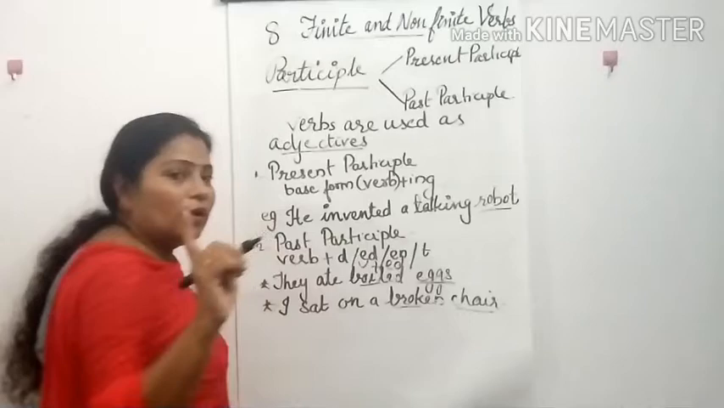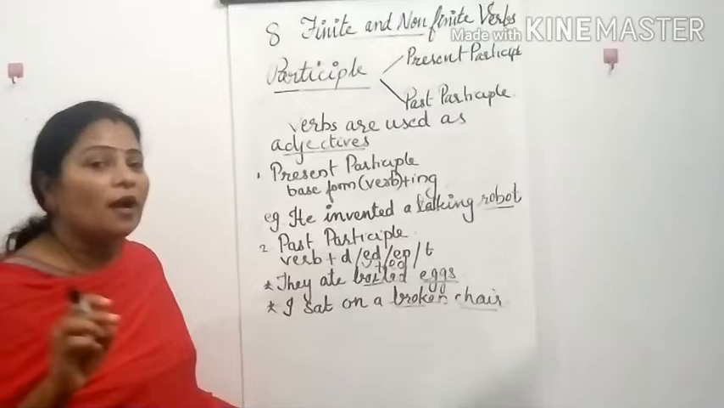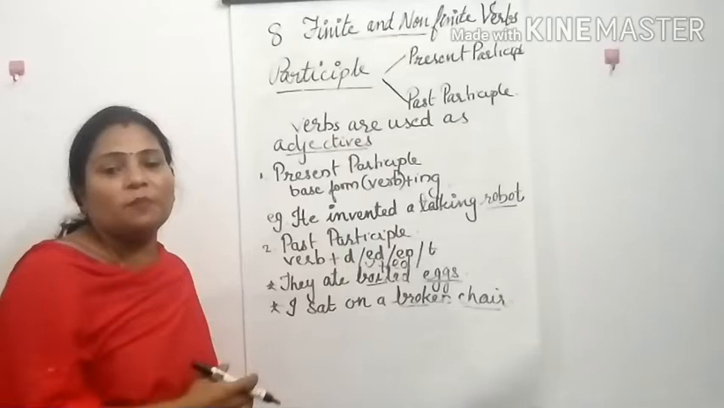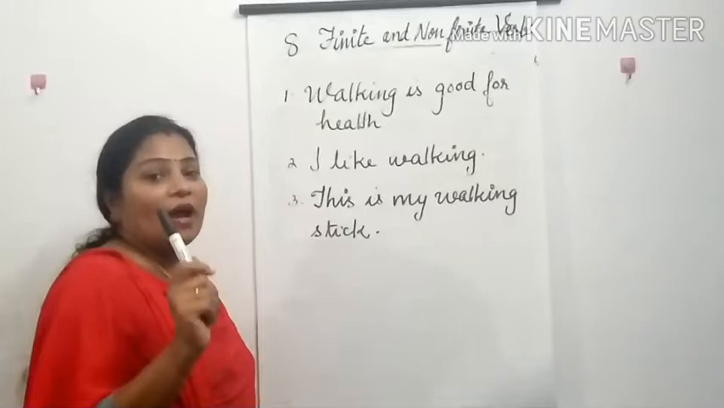Now before winding up, I would like to make you clear about the ing form. Earlier I told you how you will guess whether it is a gerund or a present participle. So let's make that clear. Let me make you clear with the ing form, that is base plus ing form. I said that we are using that in the gerund and in the participle.